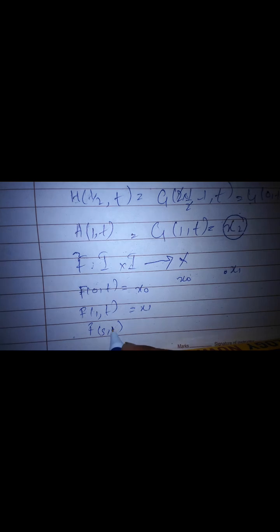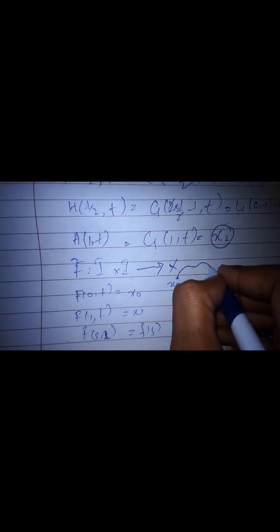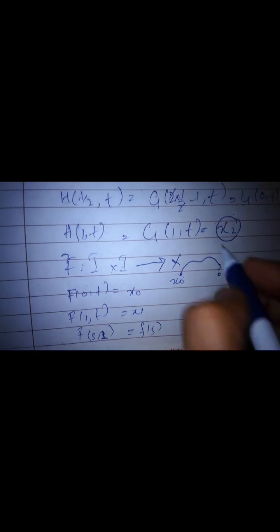So if we substitute t is equal to 1, for all s belonging to the unit interval, we will get the path f of s for all s belonging to the unit interval. So we can see that this is the path. The initial point is x0 and the final point is x1.